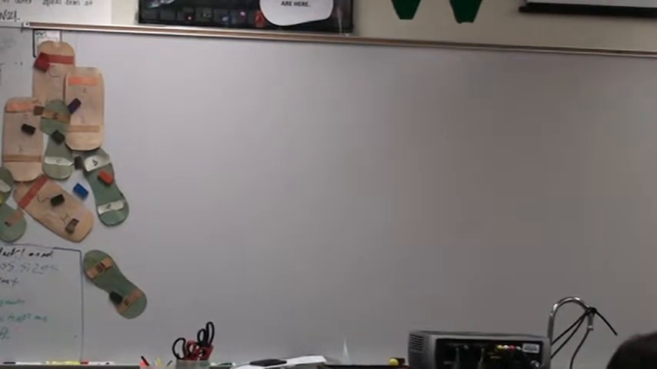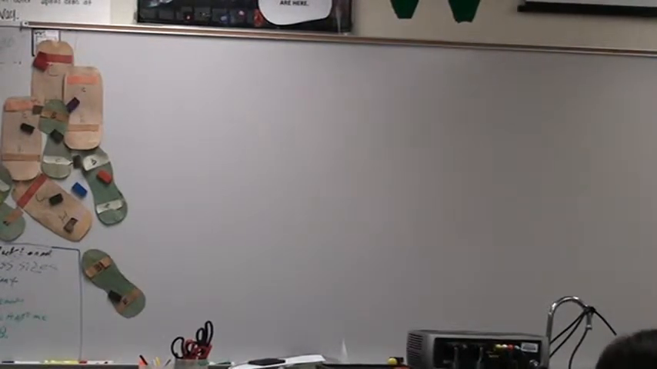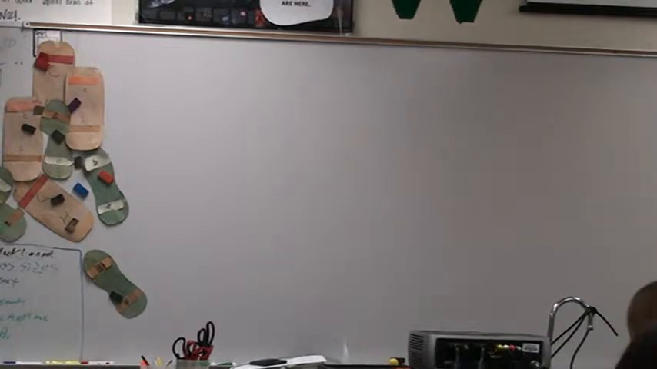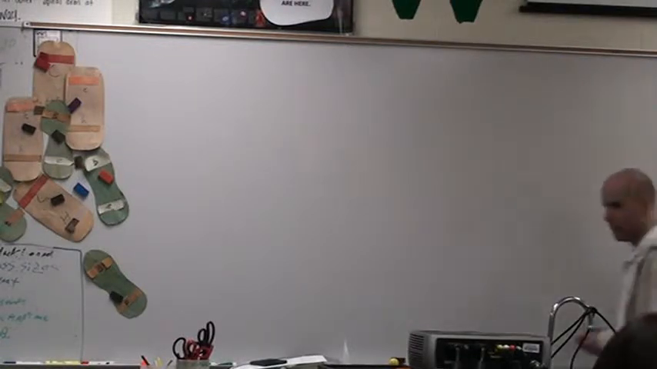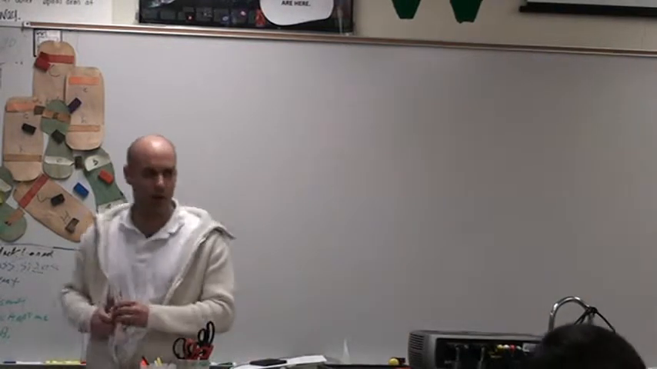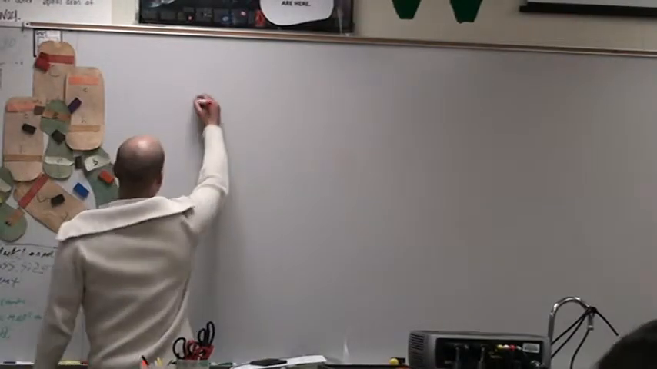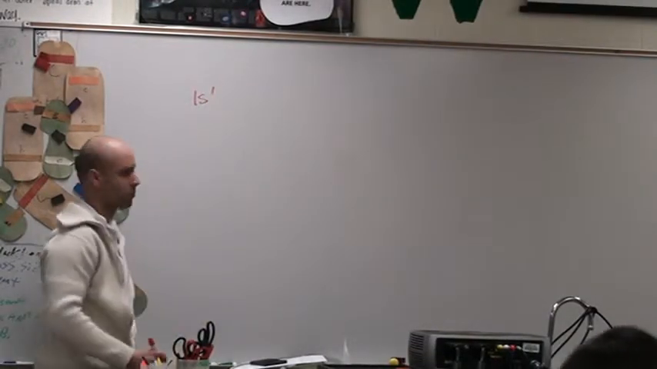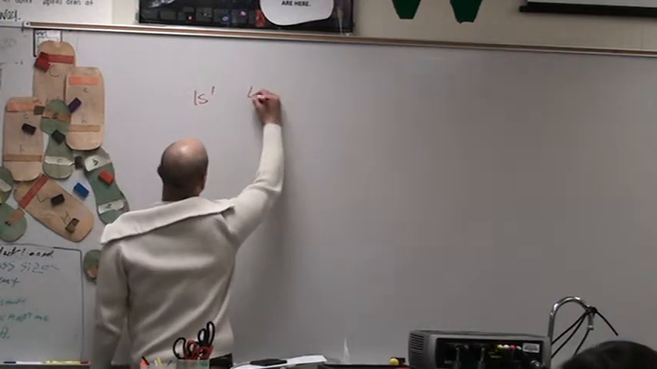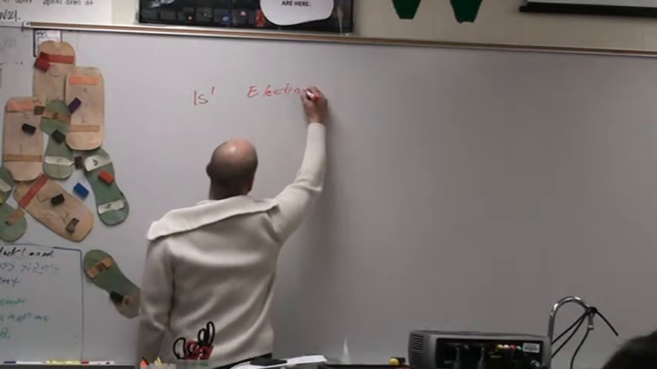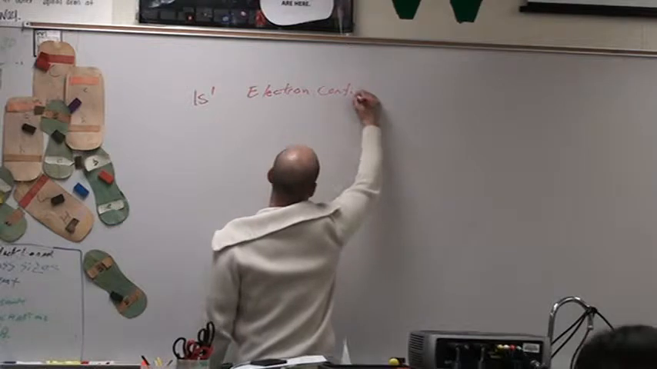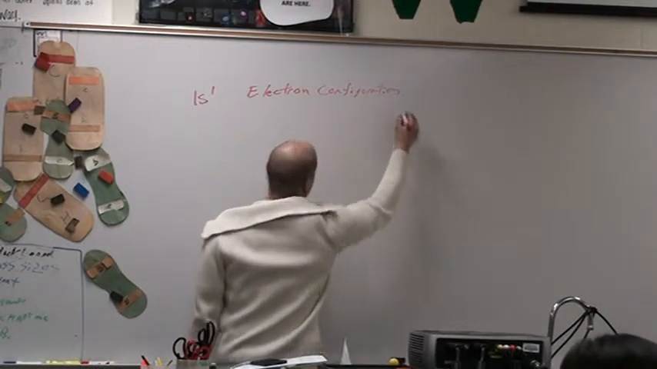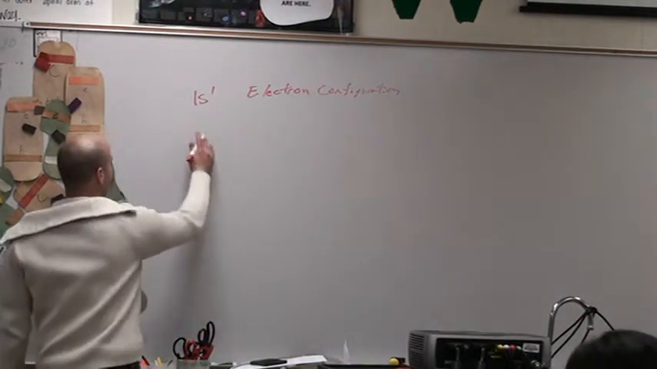Okay, so on the last couple of worksheets, we were discussing electron configurations and orbital diagrams. These are different ways of showing where the electron is located. So the electron configuration is 1s1. Orbital diagrams are when you're filling in the circles.